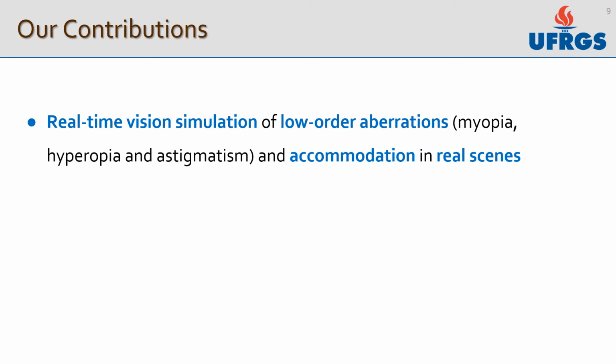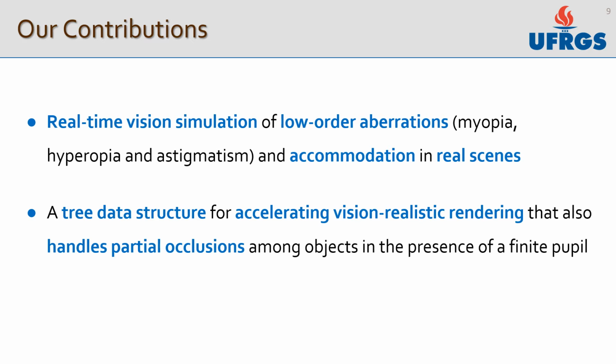Our contributions include a technique for achieving a real-time simulation of human vision considering real scenes with arbitrary depths and taking into account low-order aberrations like myopia, hyperopia, and astigmatism, and also accommodation, and a tree data structure that can be used to accelerate vision realistic rendering, which can also handle partial occlusions among the objects in the scene, when in the presence of a finite pupil.